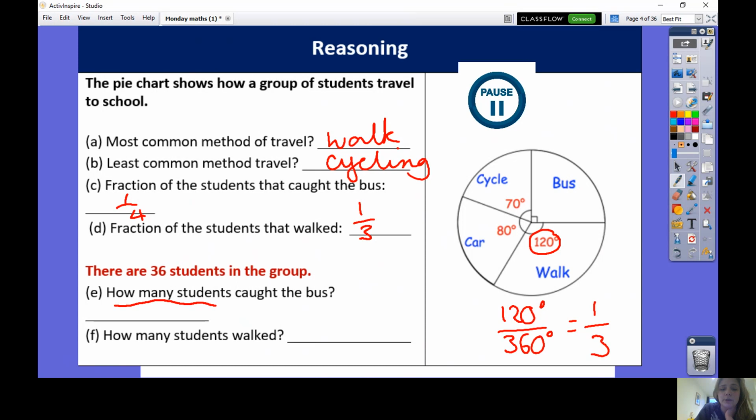How many students caught the bus? That tells me I'm not looking for the fraction, I'm looking for the actual number. 1/4 of 36 students caught the bus, that's equal to 9. And how many students walking? Same thing, I'm looking for 1/3 of 36, and that's equal to 12. Well done if you got those questions correct.